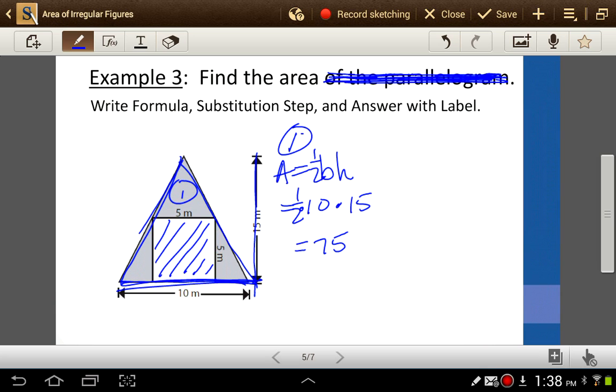Alright, now I'm going to find the area of my second piece here, which is the square. That is going to be area equals base times height. So that's going to equal 5 times 5, which is 25.